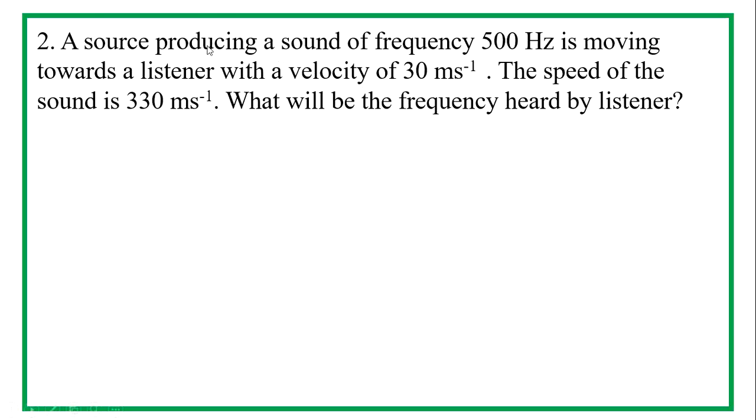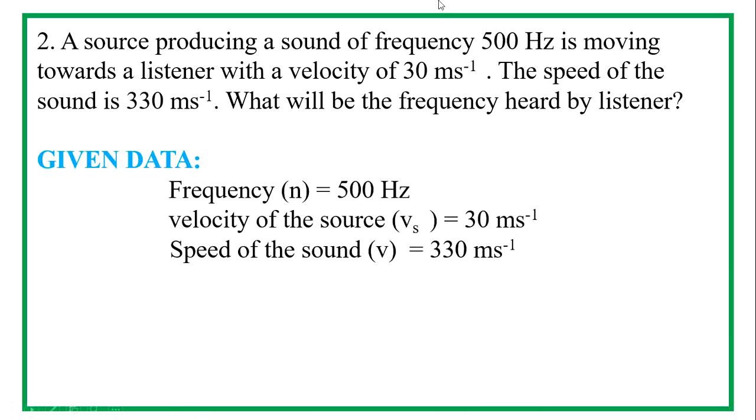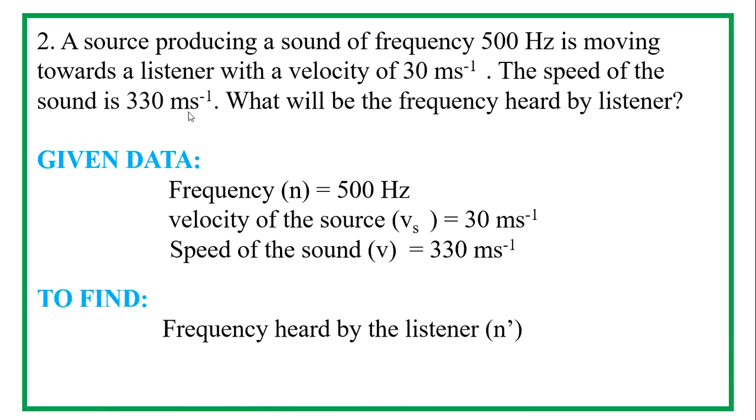That is, a source produces a sound of frequency 500 hertz. The frequency of the source is 500 hertz. And then it moves towards a listener with a speed of 30 m/s. The speed of the sound is 330 m/s. Now we have to find out the frequency heard by the listener. Given data, frequency n is equal to 500 hertz. Velocity of the source is 30 m/s and speed of sound is 330 m/s. We have to find the frequency heard by the listener n dash.